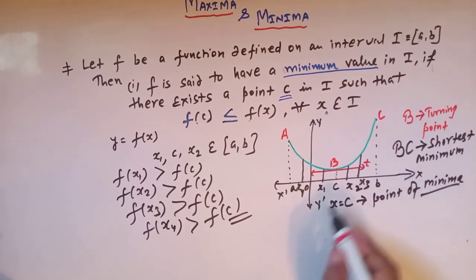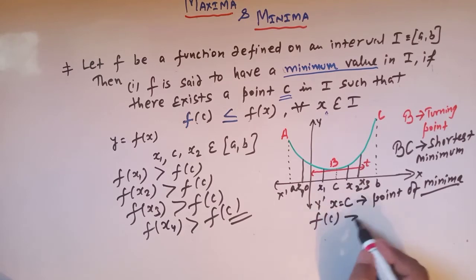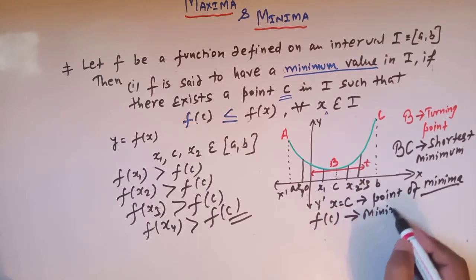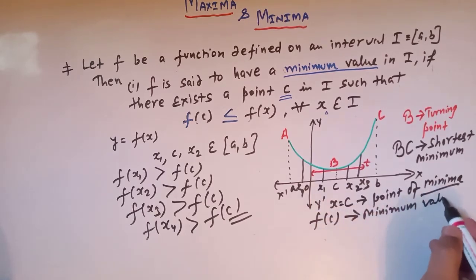Clear? And f of C is the minimum value of f. Clear? So this is the concept of maxima and minima. Clear? Now let us discuss some more things related to maxima and minima.